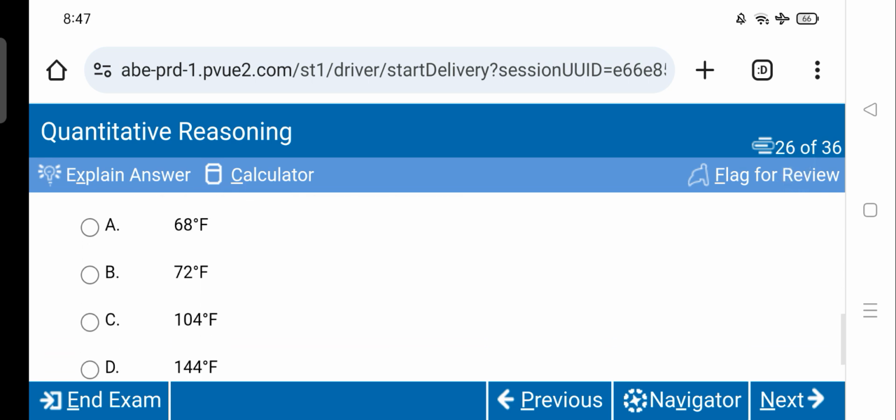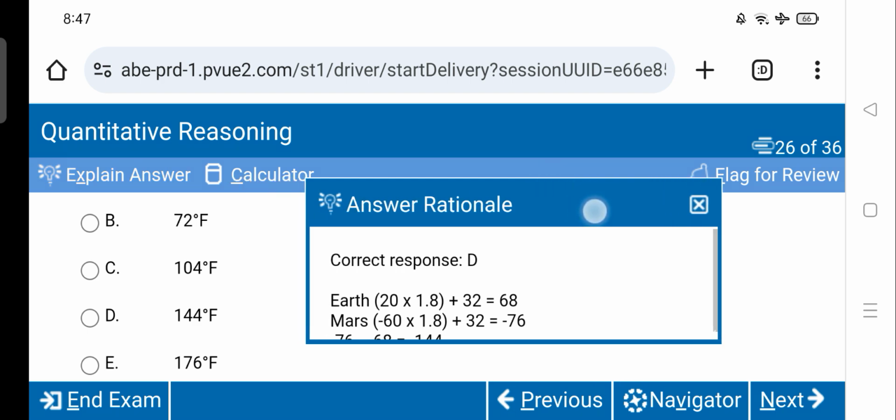Option A, 68 degrees Fahrenheit. Option B, 72 degrees Fahrenheit. Option C, 104 degrees Fahrenheit. Option D, 144 degrees Fahrenheit. Option E, 176 degrees Fahrenheit.